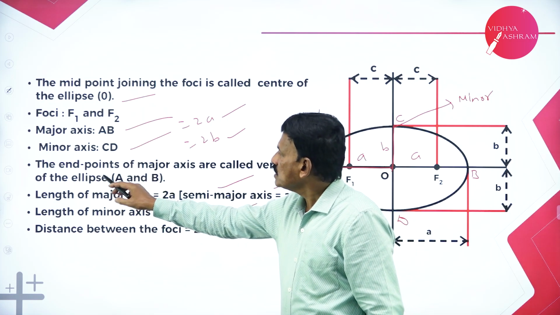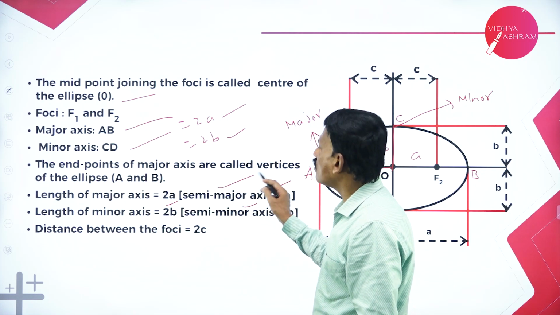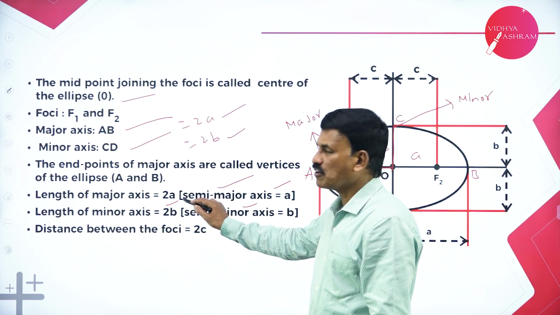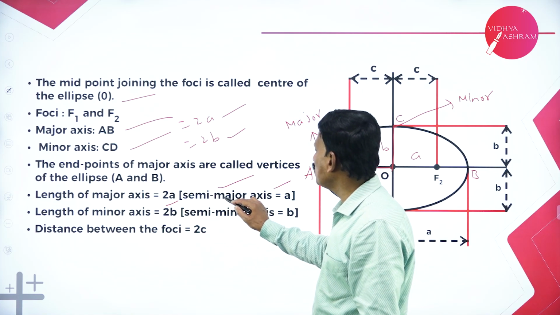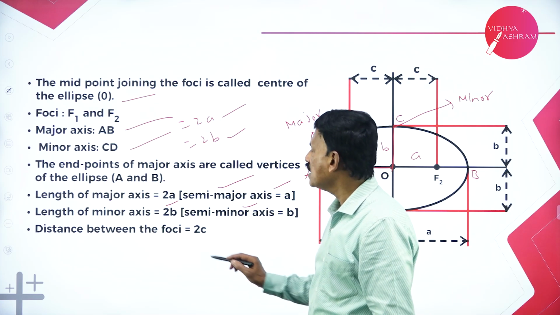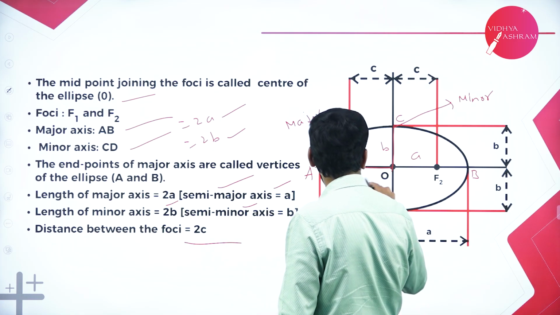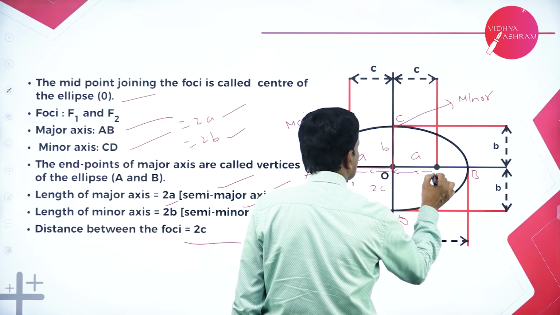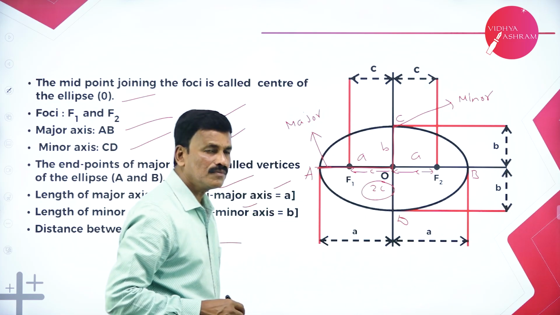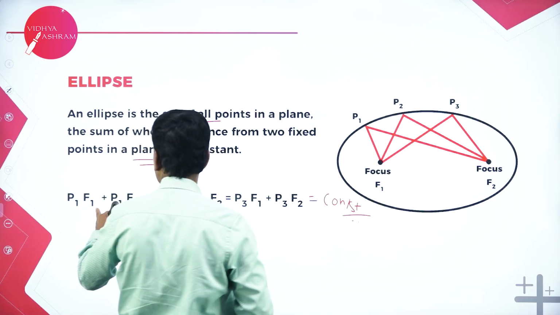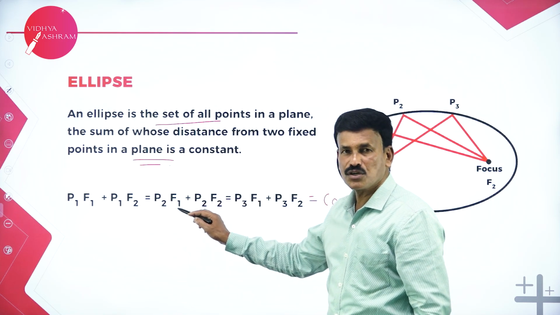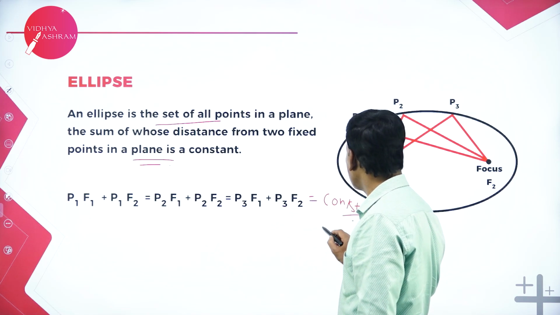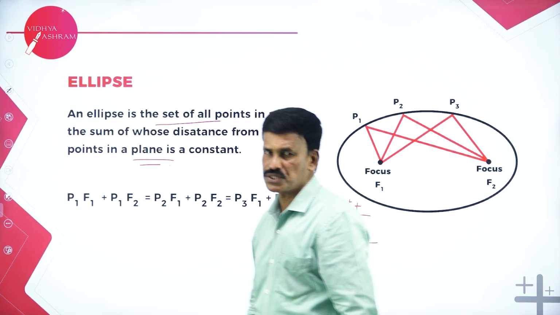Here, the endpoints of the major axis are called the vertices of an ellipse. The length of the major axis is 2a, the minor axis is 2b, the semi-major axis is a, the semi-minor axis is b, and the distance between the two foci, F1 and F2, is 2c. So from the previous definition, P1F1 plus P1F2 is equal to P2F1 plus P2F2, which is equal to P3F1 plus P3F2, a constant.